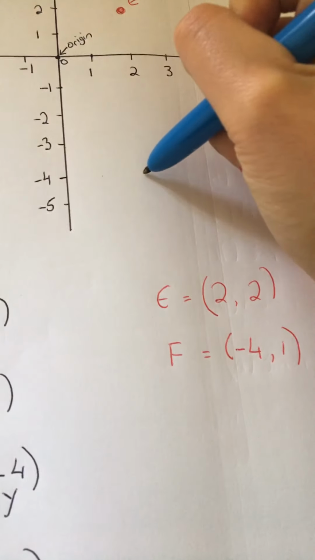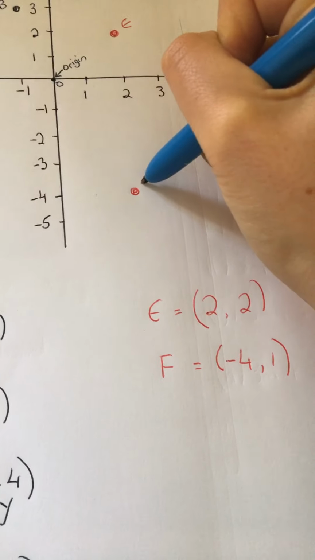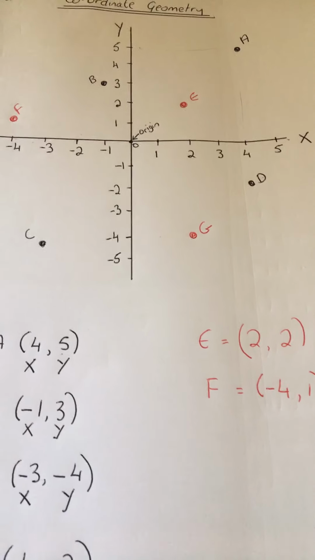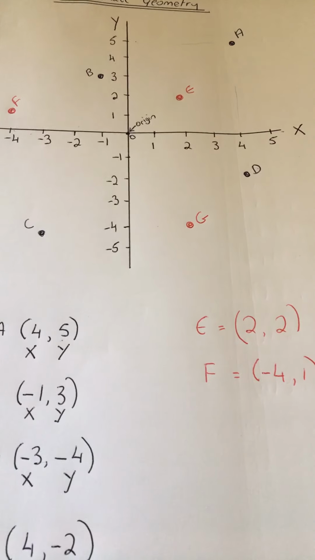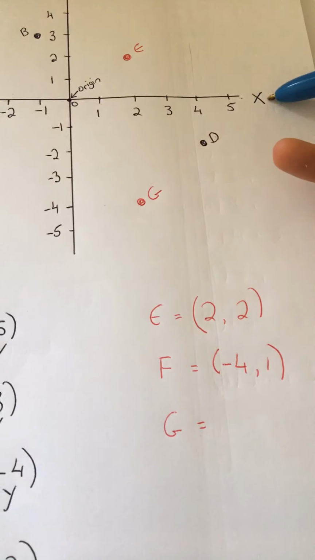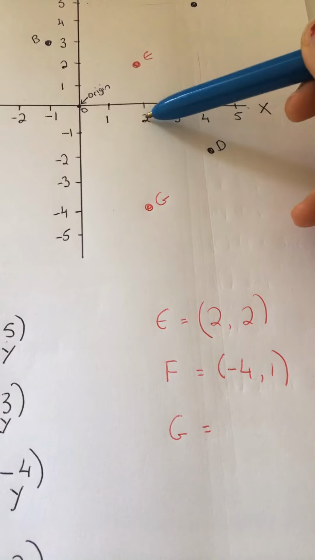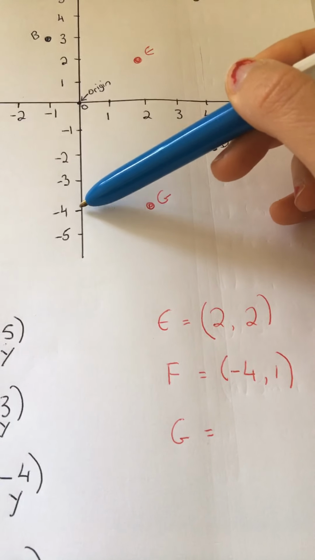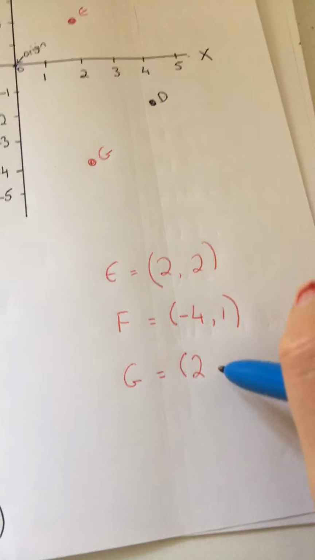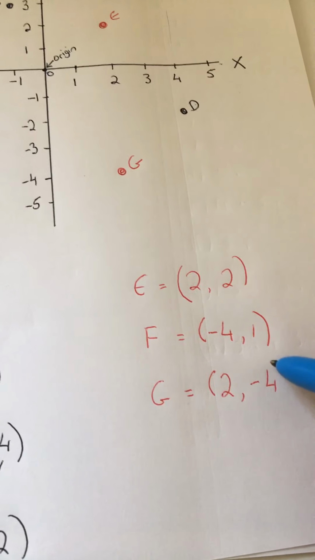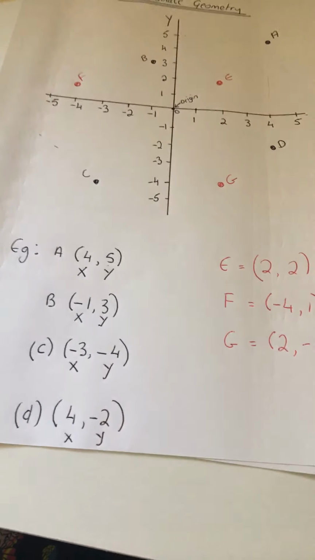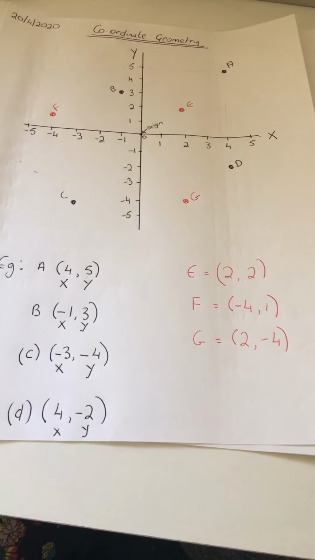One more. I'll call this G. So again, pause the video and try to write down the coordinates for G. So on the x-axis, G is at 2, and on the y-axis, G is at -4. So this coordinate is 2, -4. Okay, I hope that explains it okay for you guys, and there'll be a few questions in your book for you to do.